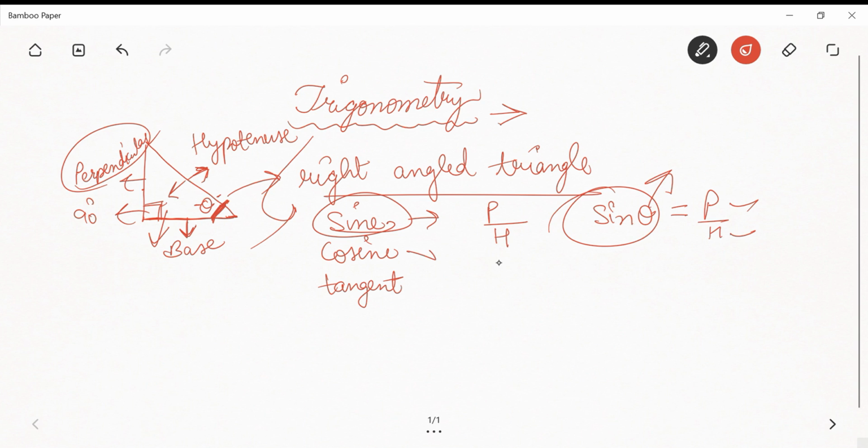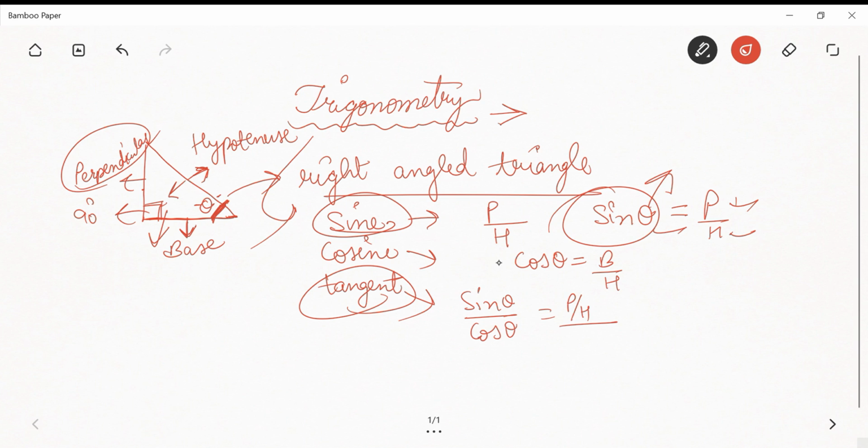Okay. Next is cosine. So cos theta is base upon hypotenuse. Now comes tangent. So tangent is sine theta by cos theta. Now see, sine theta is P by H and cos theta is B by H. Now see, H and H will cancel out. You will get perpendicular by base. So this is your tan theta.